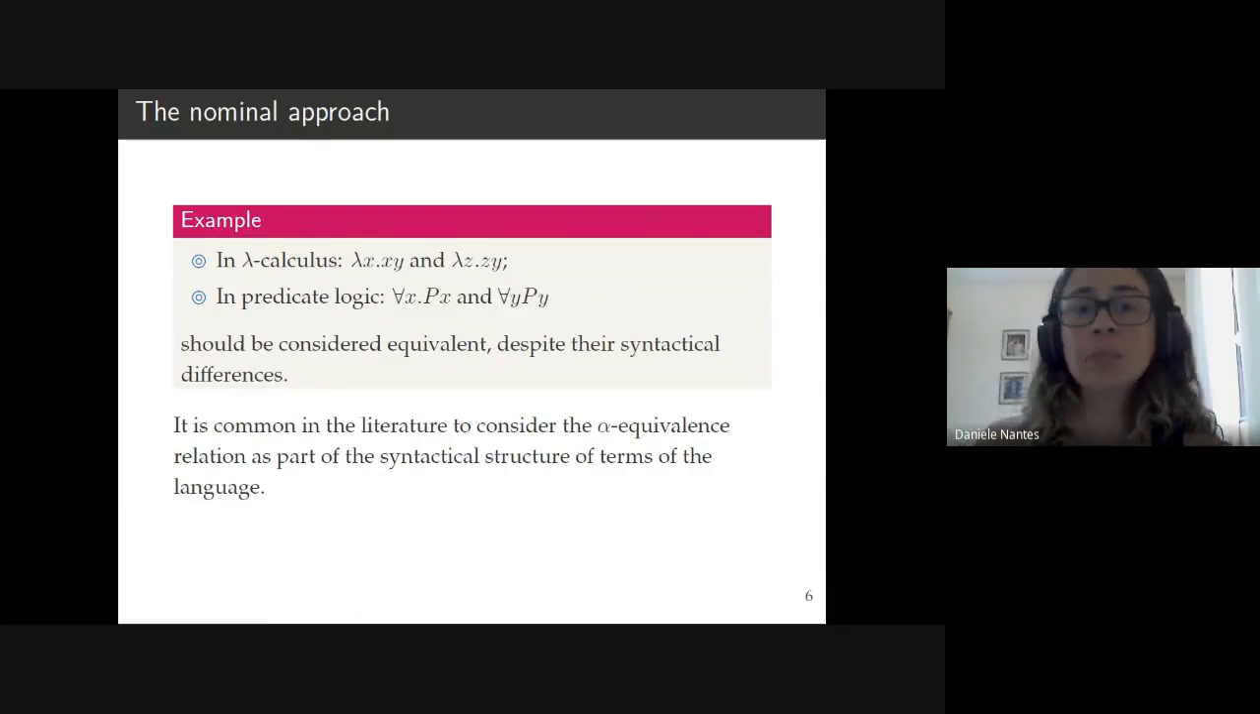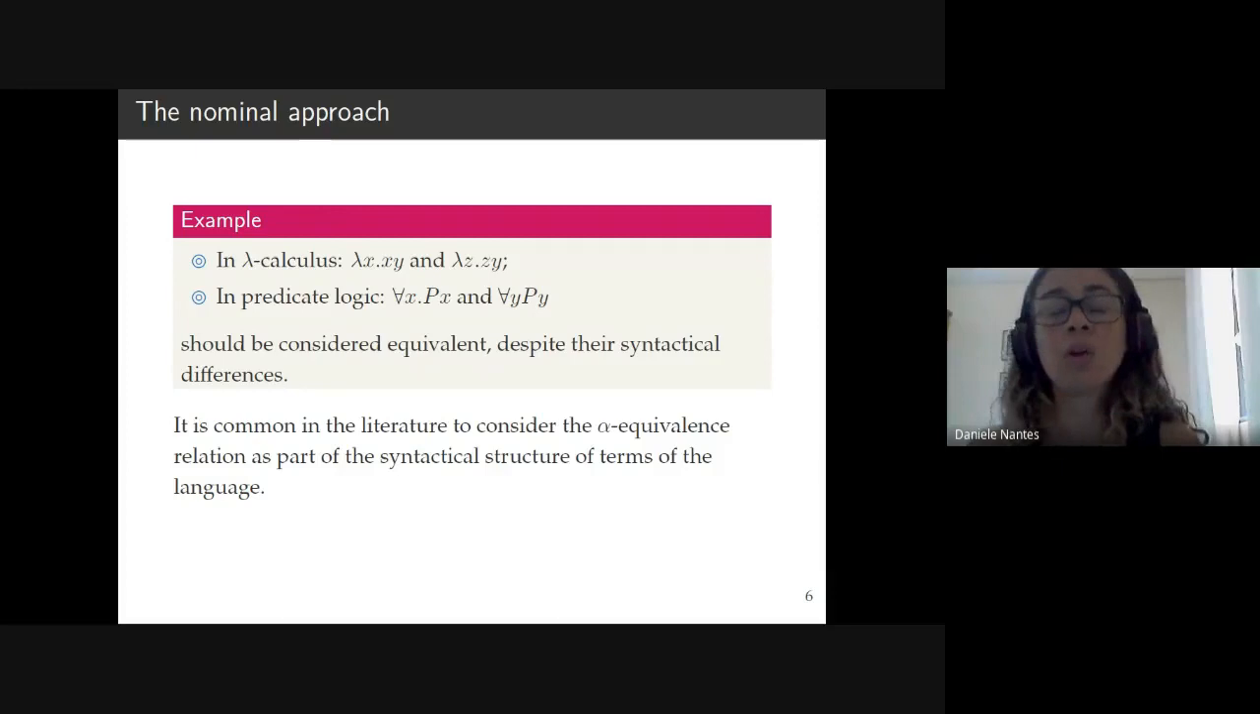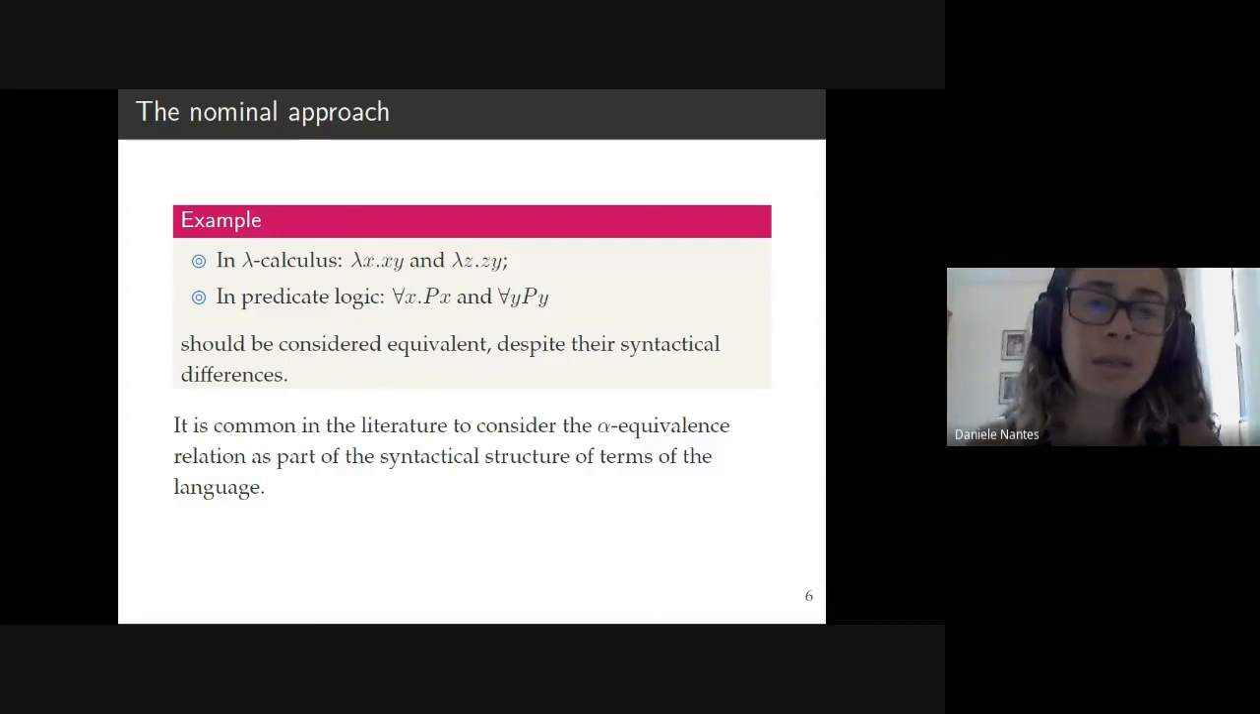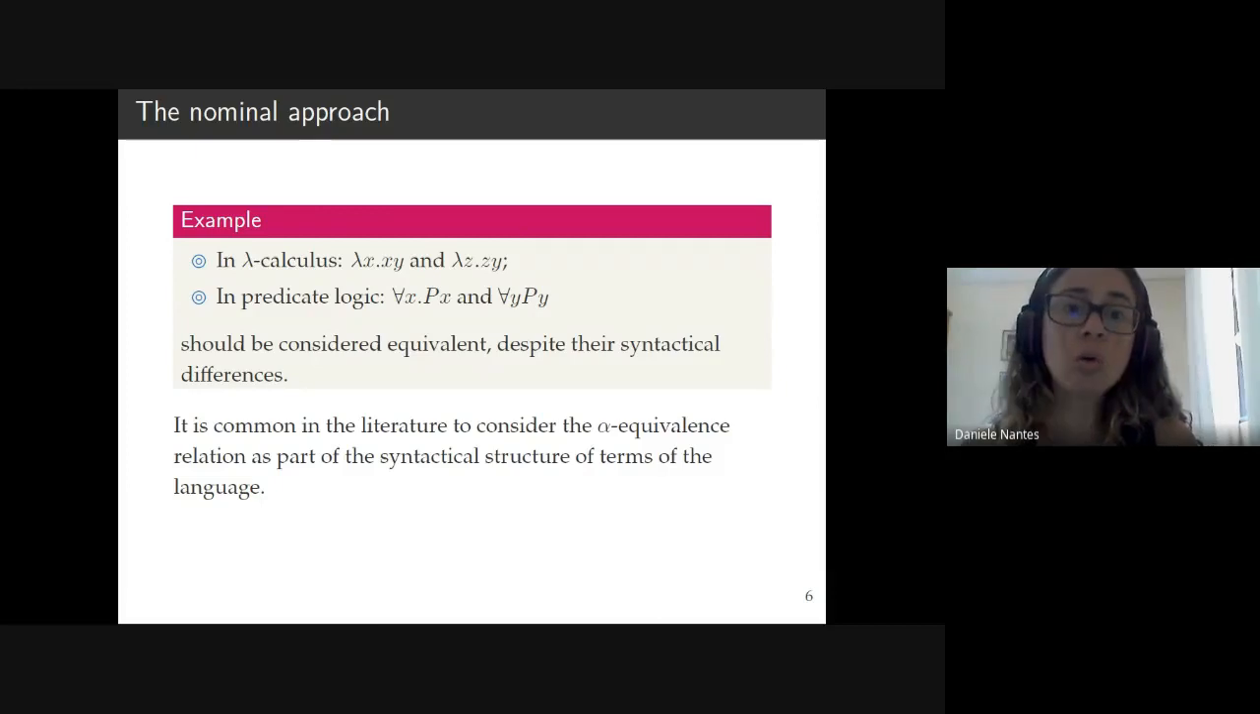So for example, in lambda calculus, you know that these two terms are alpha equivalent: lambda x, x y is alpha equivalent to lambda z, z y. In predicate logic, you know that for all x, P of x, and for all y, P of y are alpha equivalent. But the thing is, you leave these things on the side. You all say, oh, these are the same thing, except for the name of their bound names. And there's no actual mechanics to deal with these things.